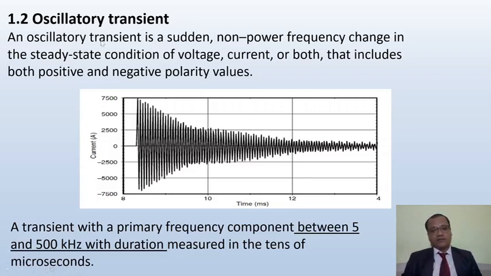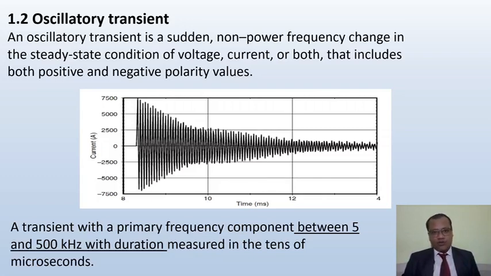Here we need to understand that it is also the same type of transient, that is, it also comes suddenly, at any point in the waveform. It is also a non-power frequency. Non-power frequency means what? Power frequency is 50 Hertz. So non-power frequency means it is occurring at a frequency other than 50 Hertz. It may be more or it may be less, but basically it is more. Why? Because it is momentary in nature. And it is also a change in the steady state condition of voltage or current or both. So obviously it restores the original wave shape of the voltage or current.